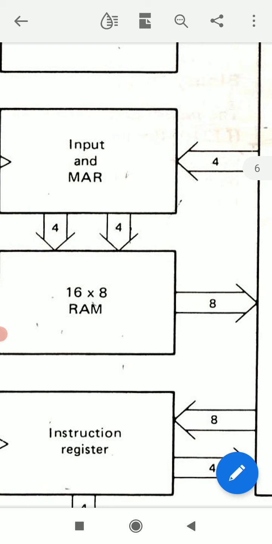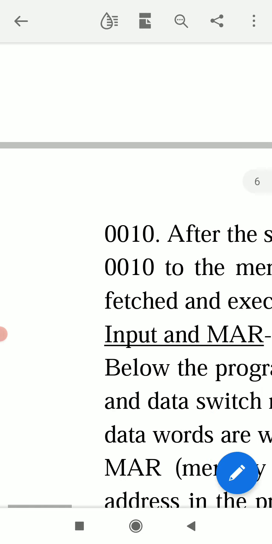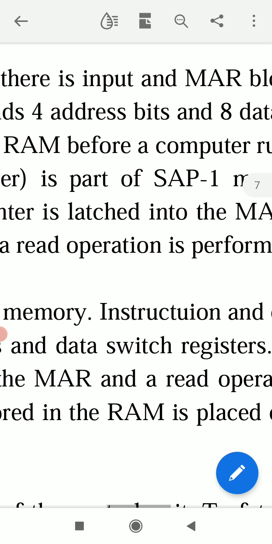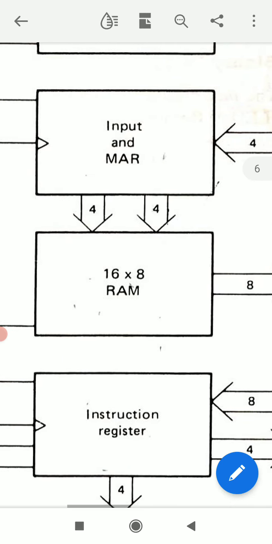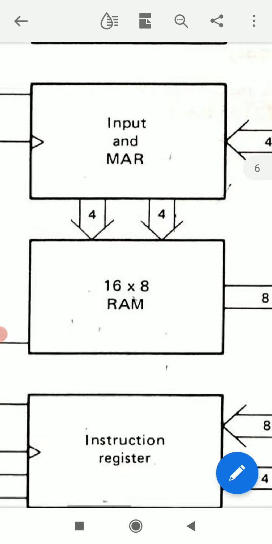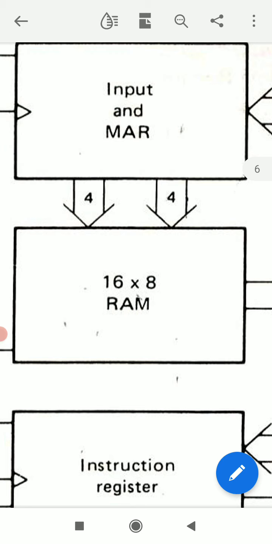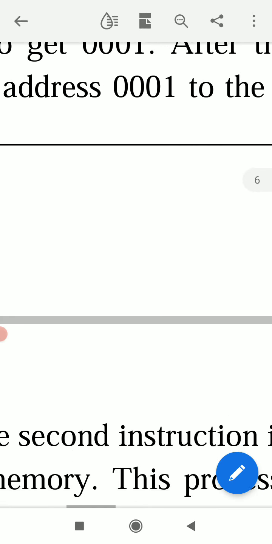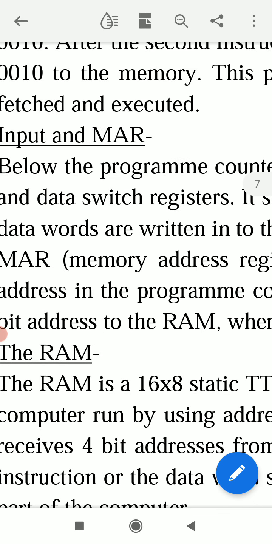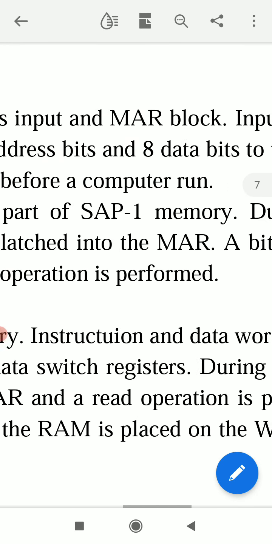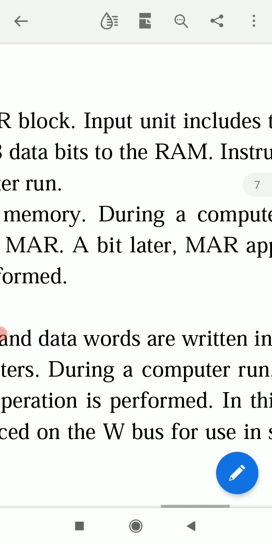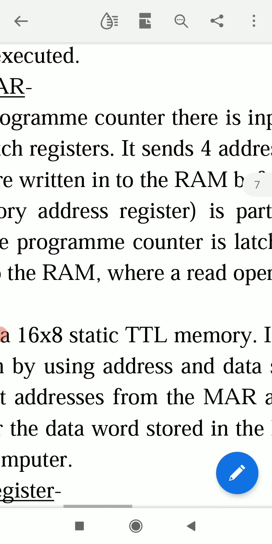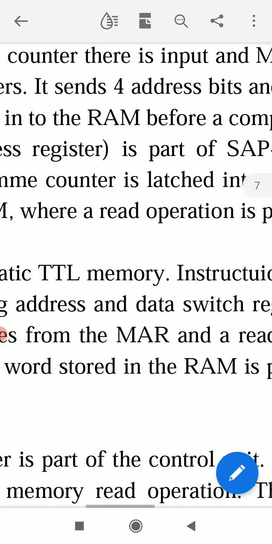Input and MAR is shown here. It has data switch registers, and it sends 4 address bits and 8 data bits to the RAM. Look here. There are 4 bits and 4 bits that go from input and MAR to RAM. 4 are address bits and 4, these 8 are data bits, and this goes to RAM. Instruction and data words are written into the RAM before a computer run.